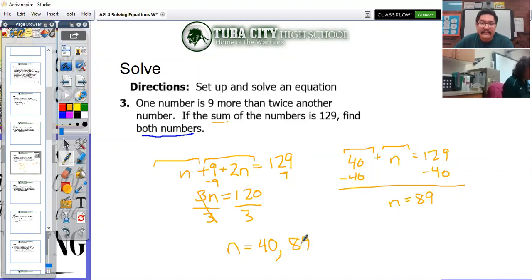And if we check it, 40 times 2 is 80. 80 plus 9 is 89. So we checked it twice, and it works in both sets that we checked it in. So there we go. We have both numbers. So again, sometimes they are asking for two things.